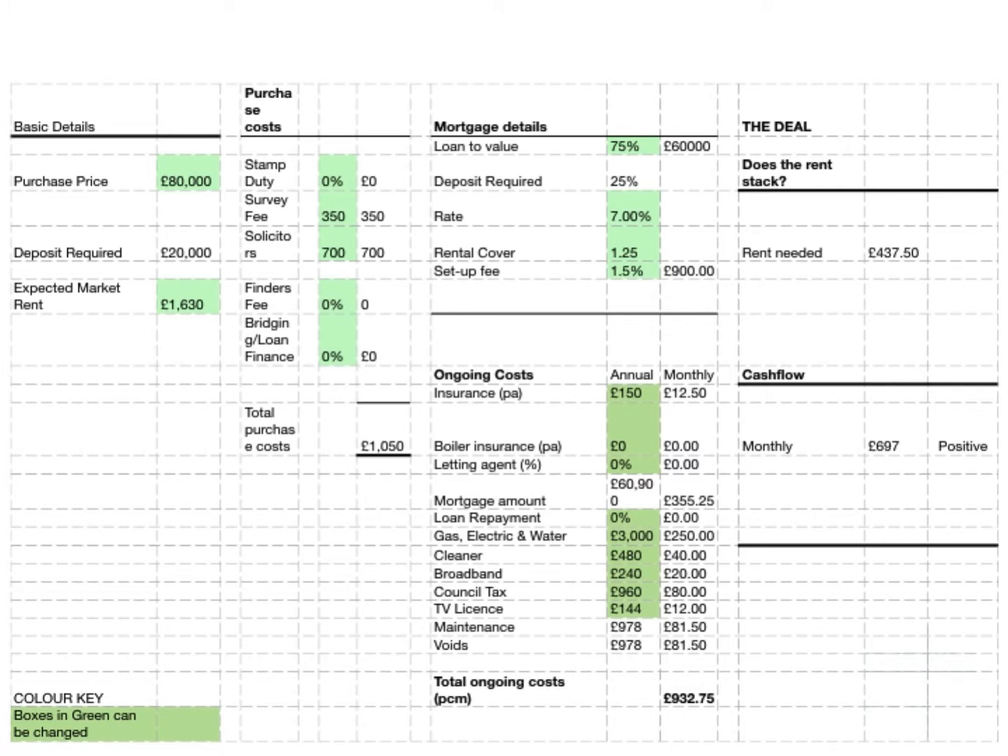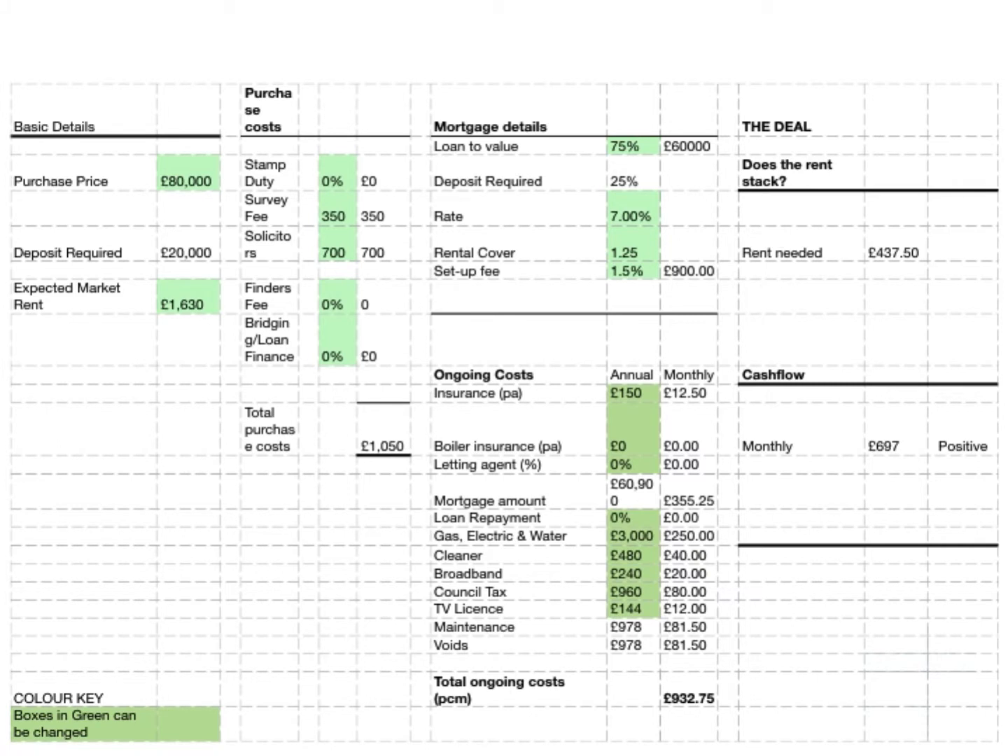So on the left-hand side here, we have basic details. So you've got your purchase price. In this example, it's 80,000. And in this example, we're doing it as a house of multiple occupation. So we've got quite a high rent. And what we're looking at here is that we've got a deposit required of £20,000.